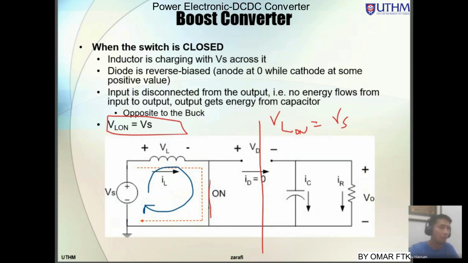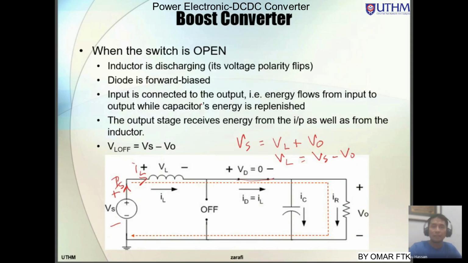For example, our input is 5 volt, and our required output is, let's say, 9 volt. Then we can calculate the duty cycle for our boost converter. So basically we need to have that model. Okay, this one is during the switch on.